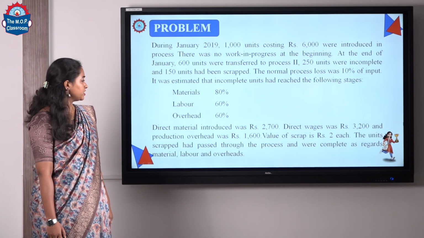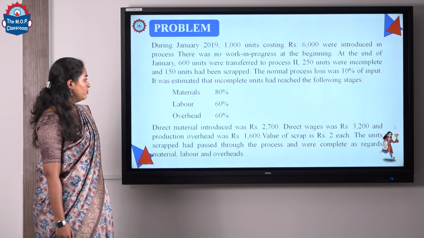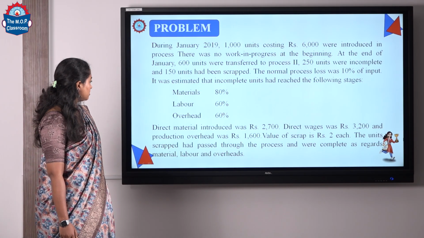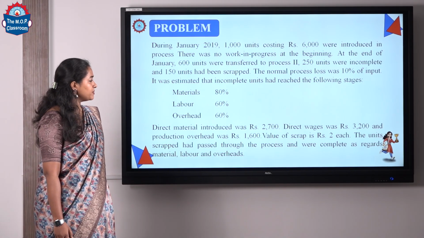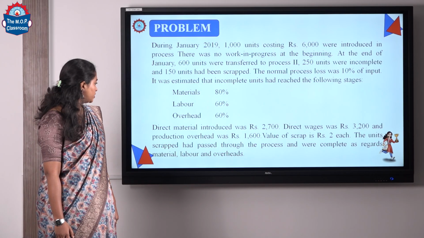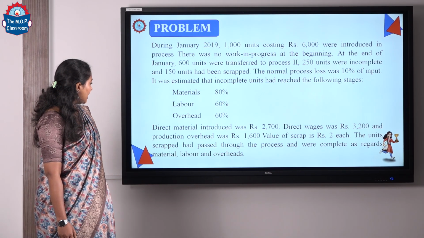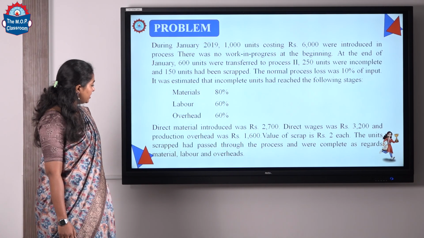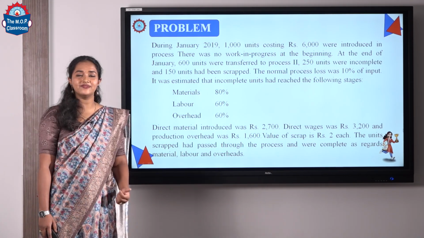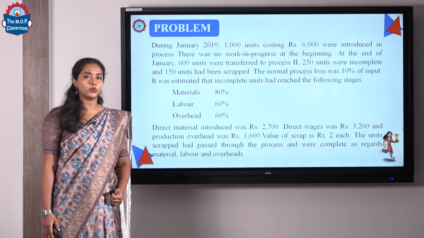Direct material was introduced for 2700 rupees, direct wages for 3200, and production overhead for 1600. The value of scrap is given, which is rupees 2 each. The units scrapped had passed through the process and were complete as regards material, labor and overheads. We have understood the problem. Let me just give you a quick brief.